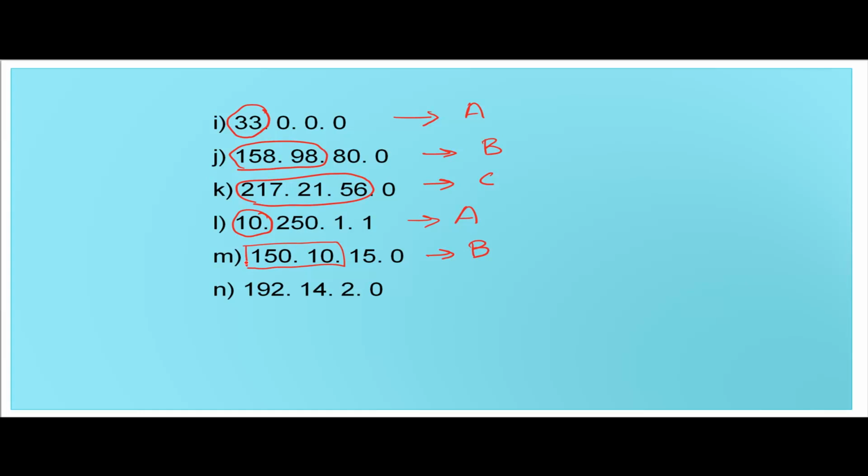Then 192.14.2.0. 192 is a class C IP address. According to the subnet mask, that means 255.255.255.0, the first three octets are going to be our network part. So this is how we can identify the network part of a given IP address.